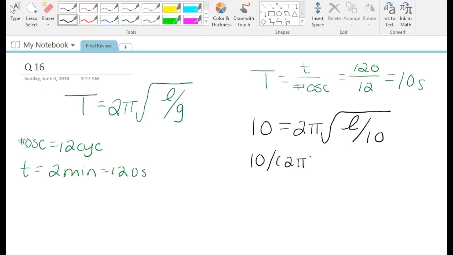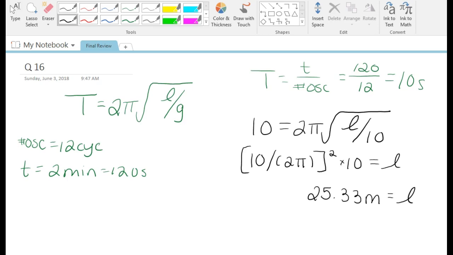You divide by 2 pi, so when you type in the calculator, make sure you do the parentheses so that you get the right value. So 10 divided by 2 pi, square the whole thing, and then multiply by 10, and that's going to give you your length. So ultimately, when we solve, the length ends up being 25.33 meters.